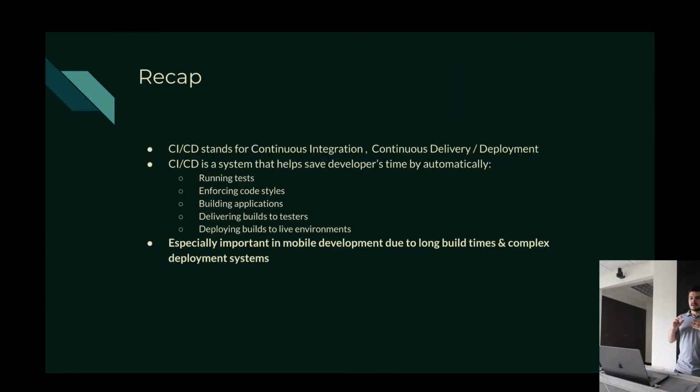So to recap, CI stands for continuous integration, and CD stands for continuous delivery or deployment. CI/CD is a system that helps save developers time by automatically doing things like running tests, enforcing code styles, building the applications, delivering builds to testers, and deploying builds to live environments. This is especially important in mobile development due to the long build times and complex deployment systems.